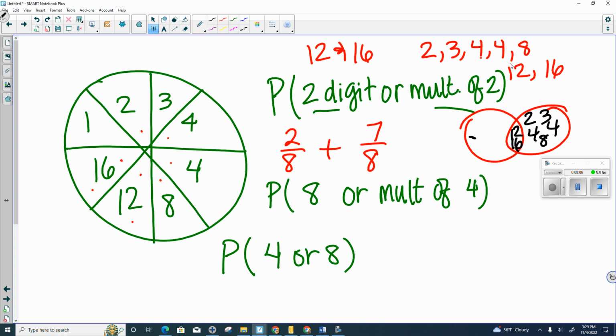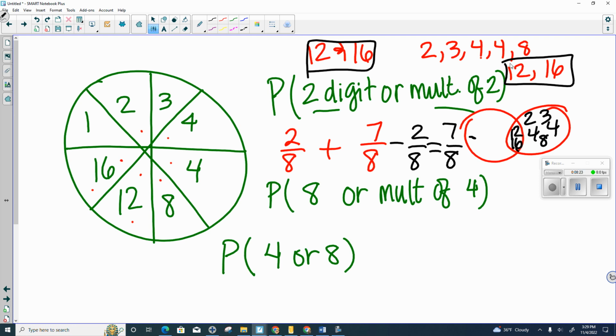When that happens, we've got to subtract these overlapping ones. By adding them up, the 2 plus the 7, I've included those twice. That's kind of a funny one. I didn't mean to do that, but we're back to 7/8. The probability is 7 out of 8 that I'm going to land on a 2-digit number or something that's a multiple of 2. Okay, maybe this next example I came up with will be better.